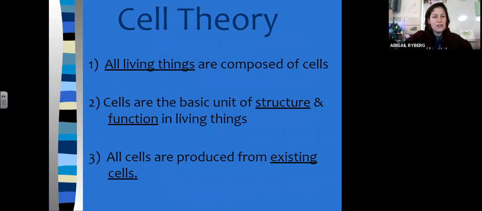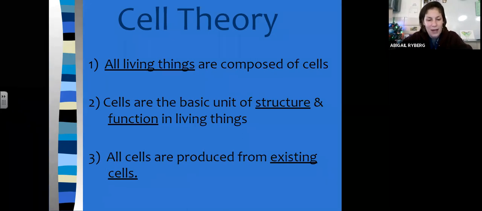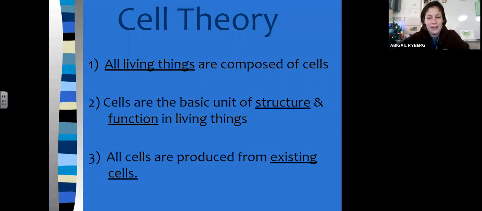And so after years of research, scientists have come up with this cell theory that states 3 things. Number 1, all living things are composed of cells. Number 2, cells are the basic unit of structure and function in living things. And 3, all cells are produced from existing cells.